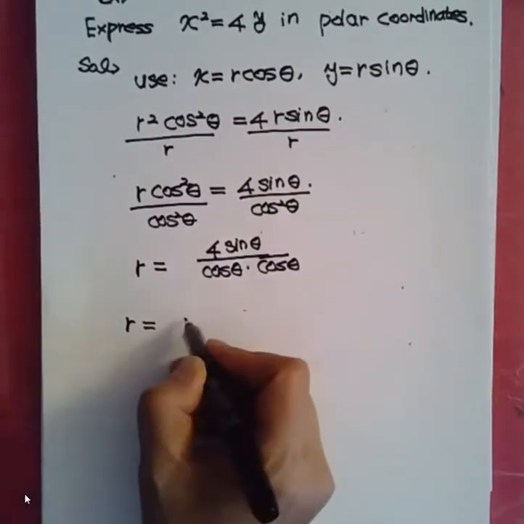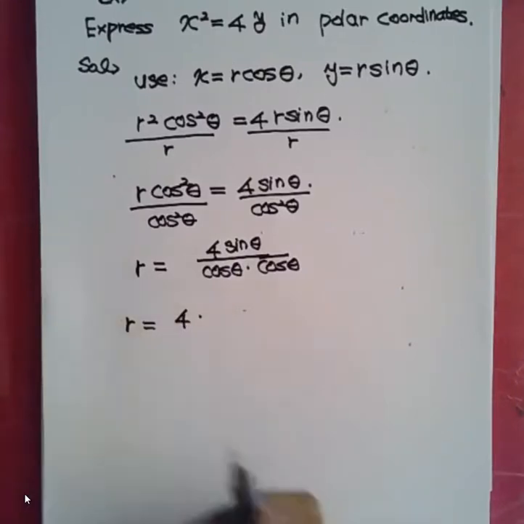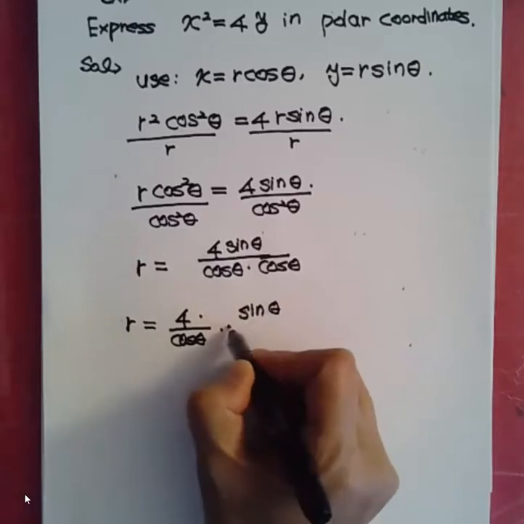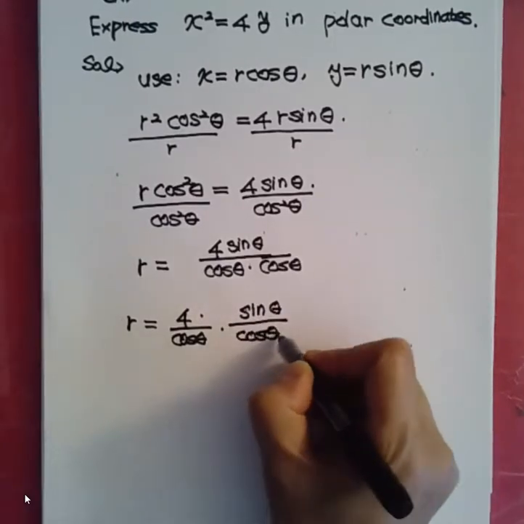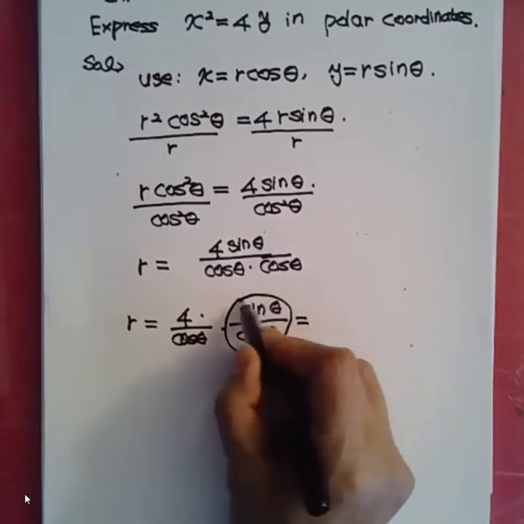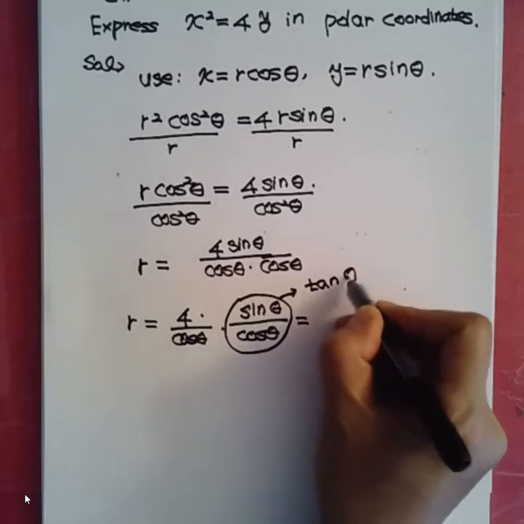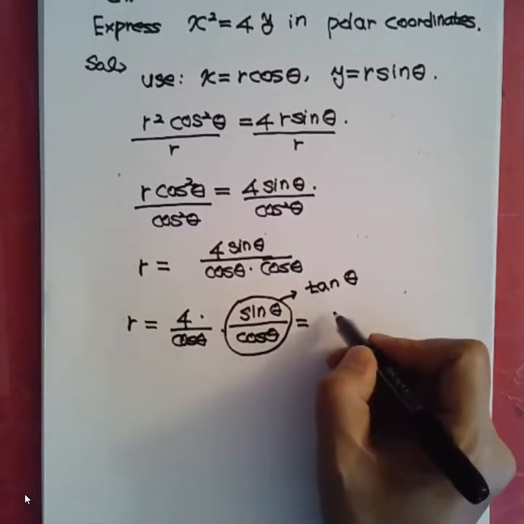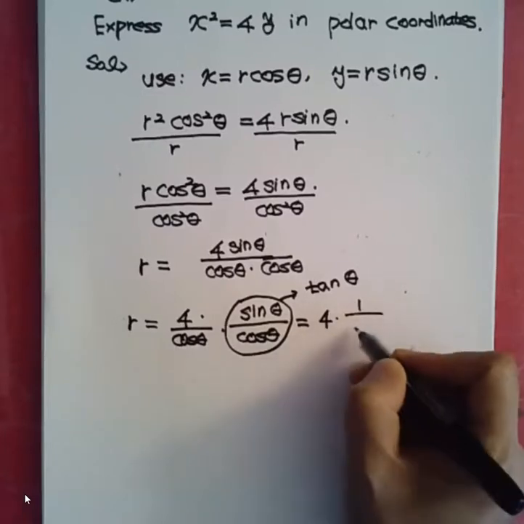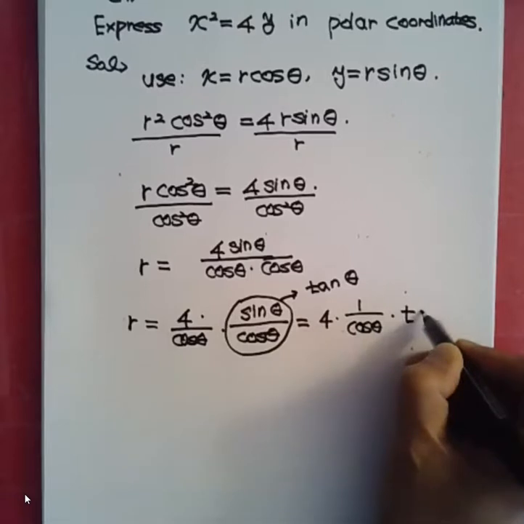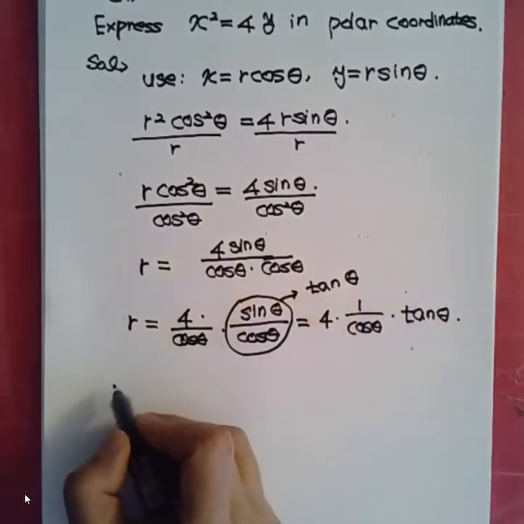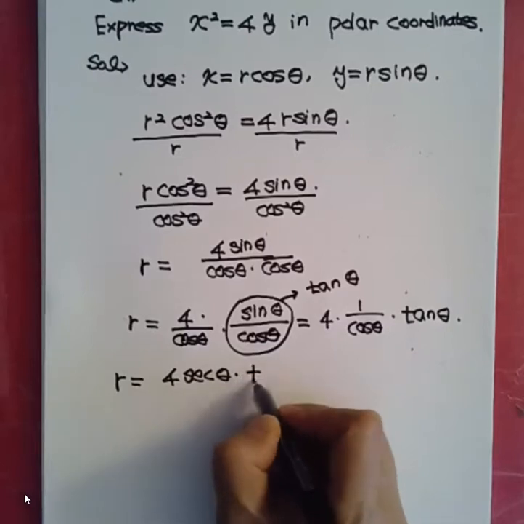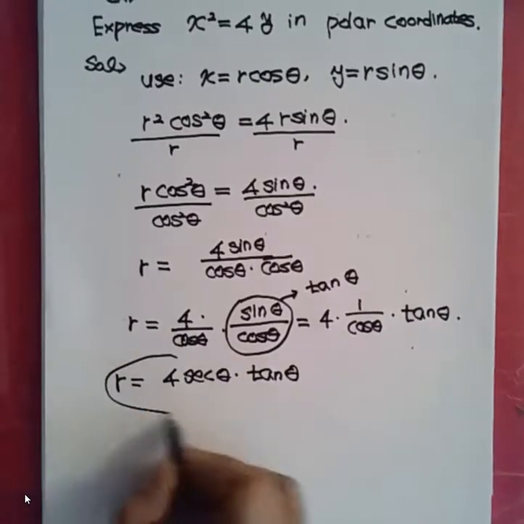So r equals 4, we can rewrite that as 4 over cosine of theta times sine theta over cosine of theta. Then this part becomes tangent of theta, and we want to express 1 over cosine theta as secant of theta. So let's rewrite that as 4 times 1 over cosine of theta times tangent of theta. So r is 4 times secant of theta times tangent of theta. This is the final answer.